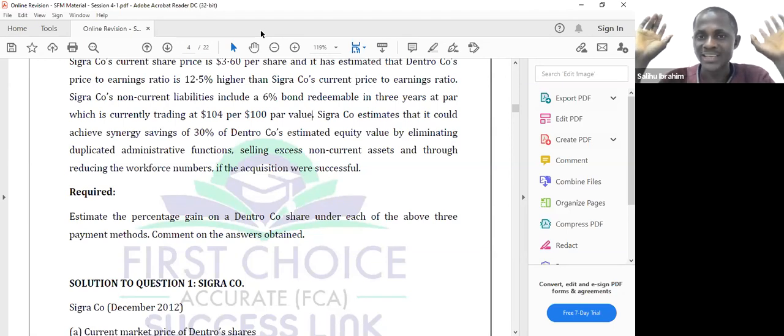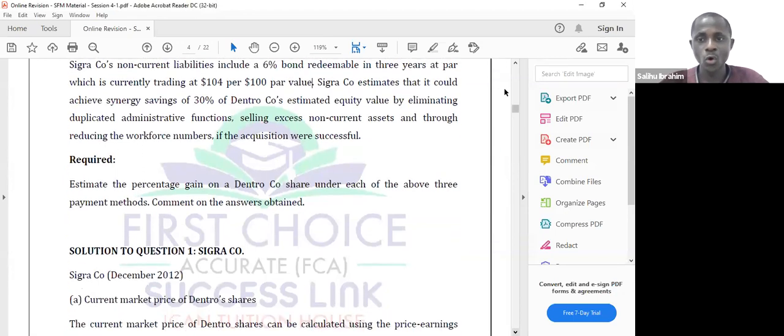Cost of bond. He has discussed cost of bond with you and the computation of market value of bond. With cash flow? I beg, forget about cash flow first. When we get to cash flow, we cross that bridge.